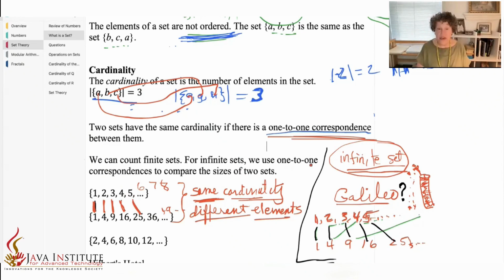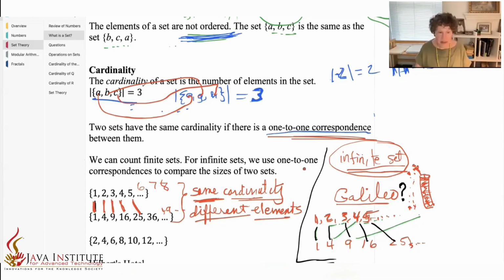I'm not going to say they're the same set because they have different elements. And so Galileo was right about that. They had different elements, but they have the same cardinality. And he used the word cardinality because he didn't want people to freak out. How can you count to infinity? Because you know you can't count to infinity, but you can talk about one-to-one correspondence.